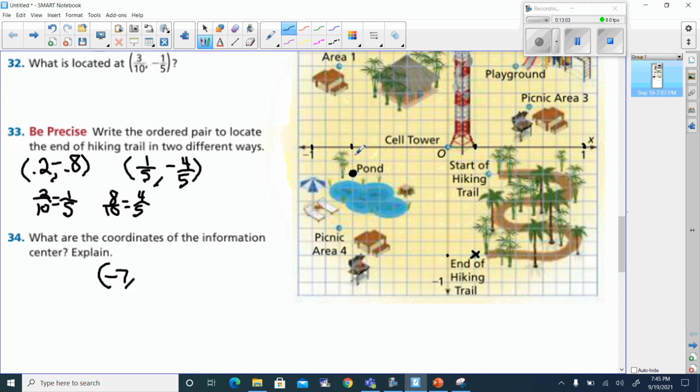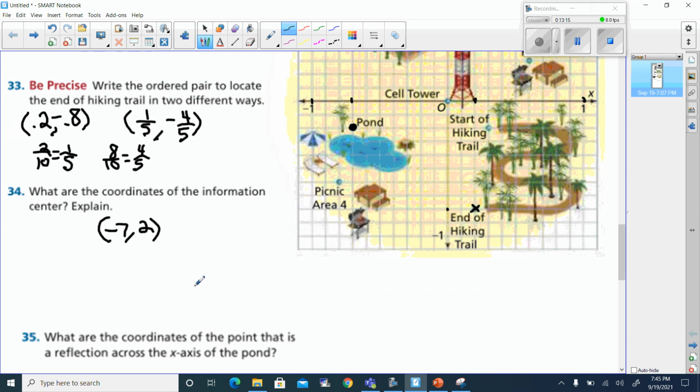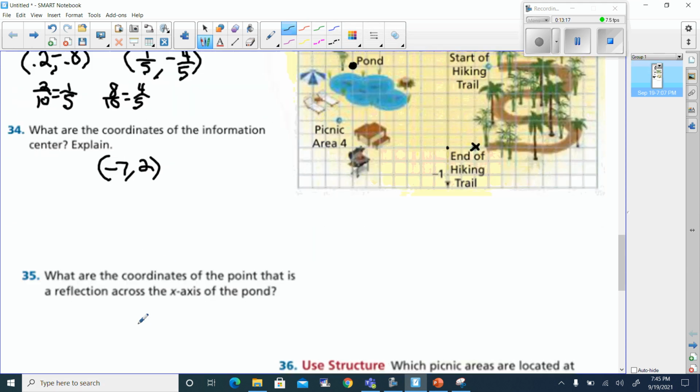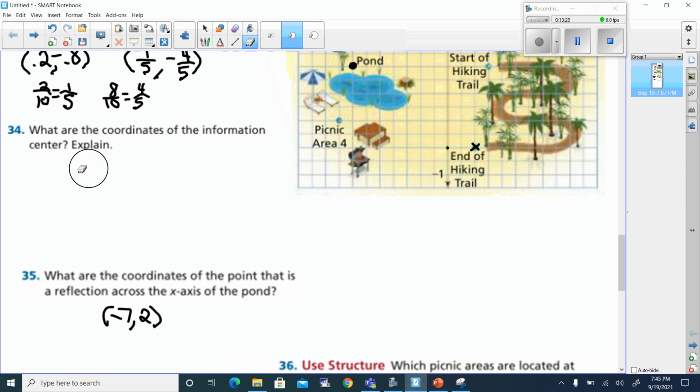And then I have to find out how far. Well, it's 2 away here, which means it would be 2 away here. This was a negative 2 before, so this would be a positive 2 up here. So I would say negative 7 and 2. Oh, I'm sorry, that was the answer to 35. Negative 7 and 2. That was not the answer to 34. Sorry about that.